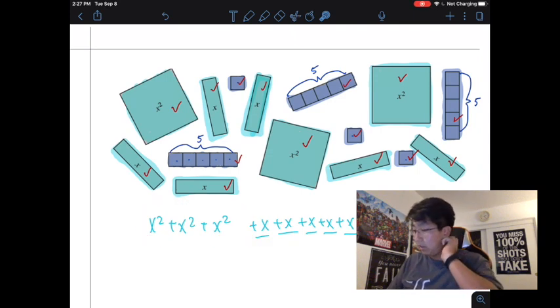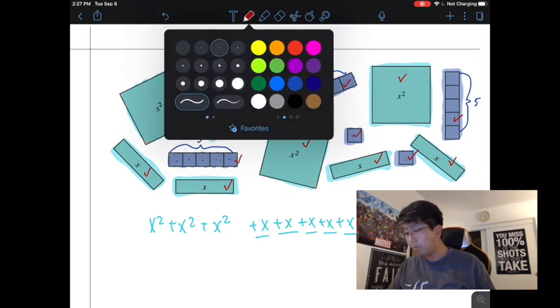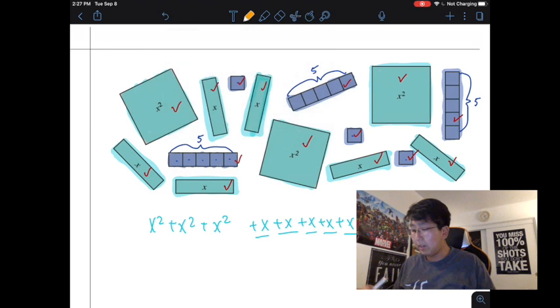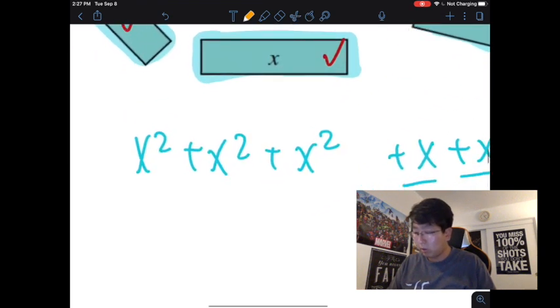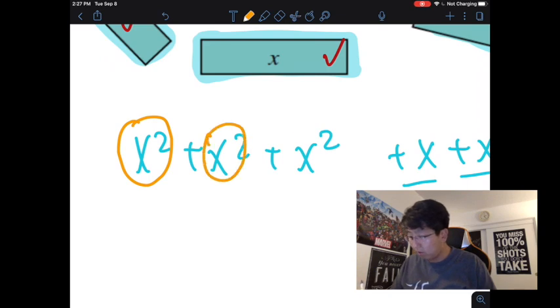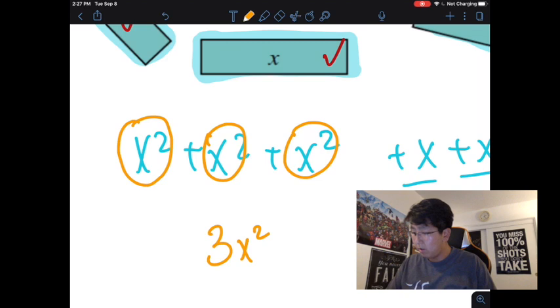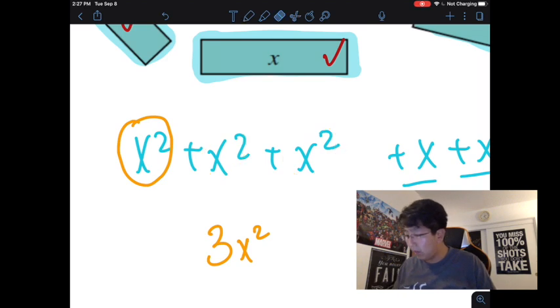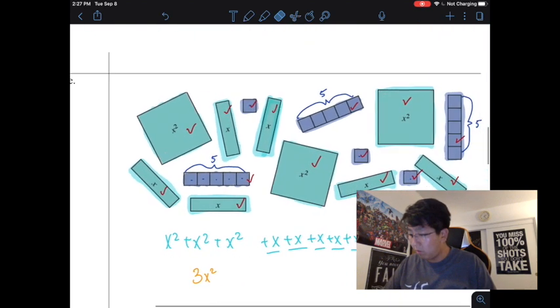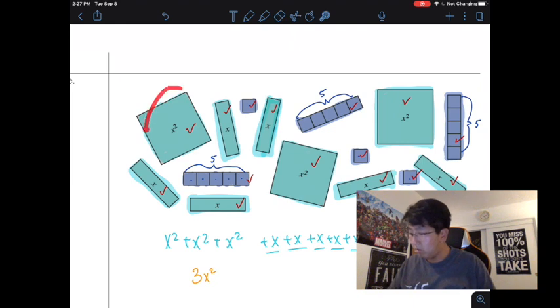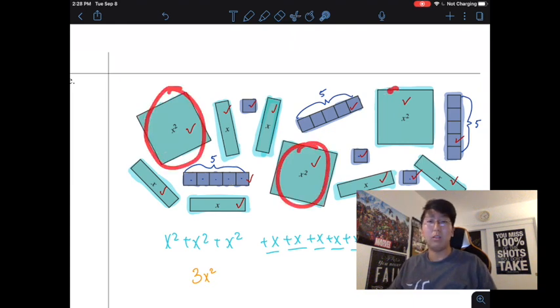Okay? And today, the second part of our notes is to combine like terms. So what does that mean? We're asking how many x squares there are total. Here's 1, 2, 3. So I'm going to say that there are 3 x squared tiles. And hopefully you are able to recognize that. We've got 1, 2, 3 x squared tiles.